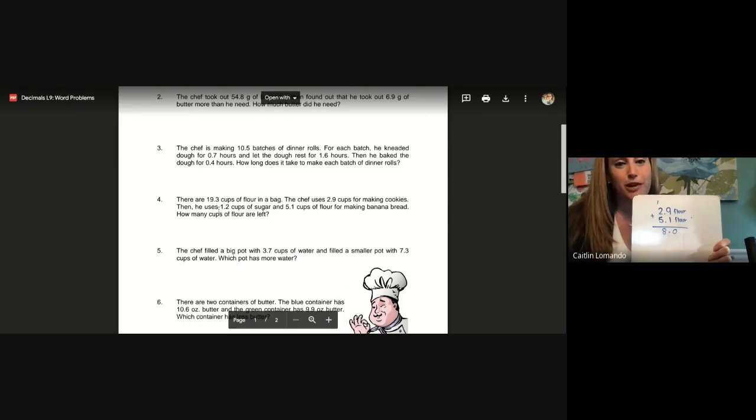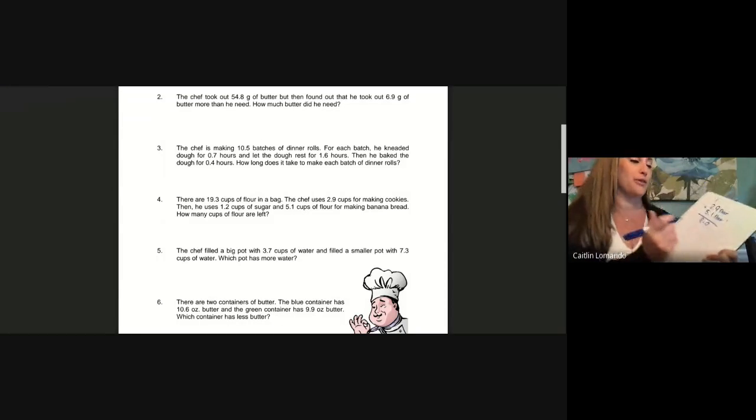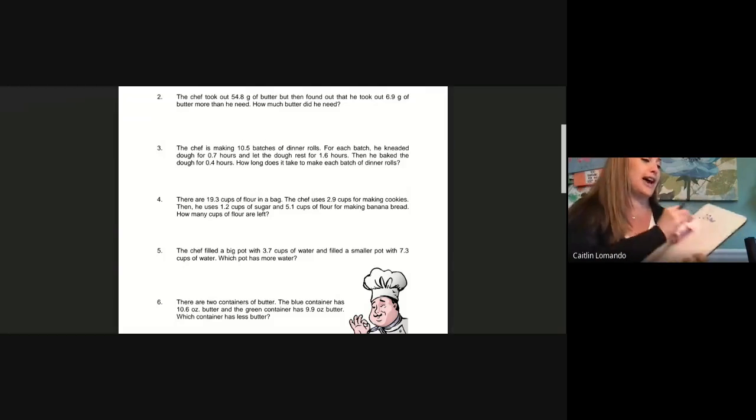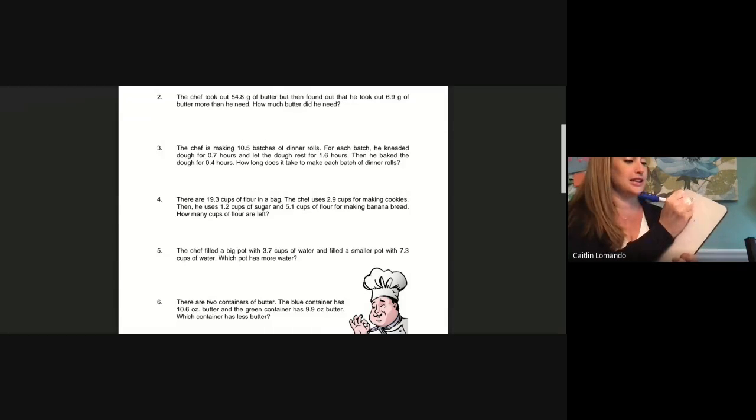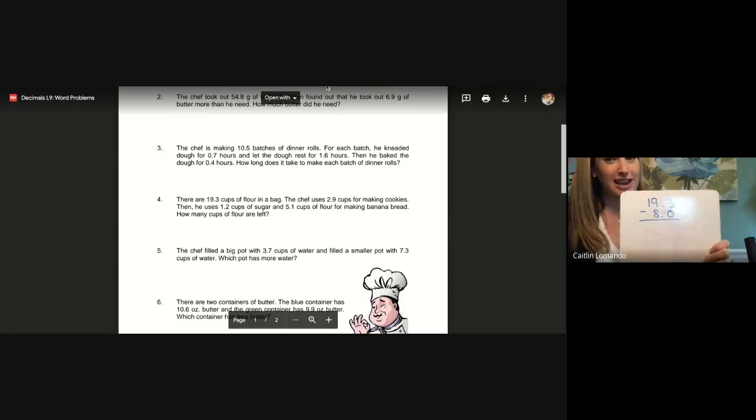Now the second part says there are 19 3/10 cups of flour in a bag. So I'm going to erase that. So we know we have 19 3/10 cups in all. He used 8 cups of flour. So we need to subtract the 8 he used to figure out how much is left. Let's pause here to solve how much flour is left in his bag.